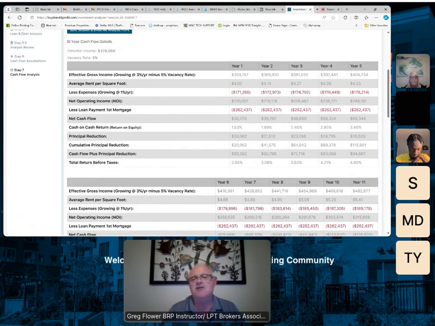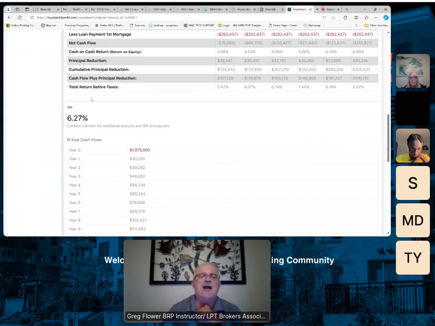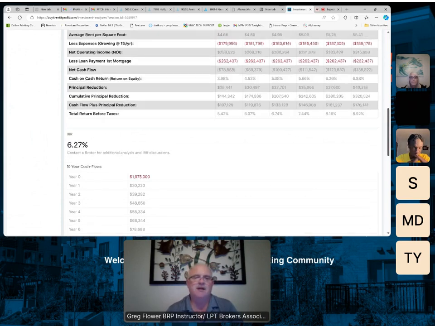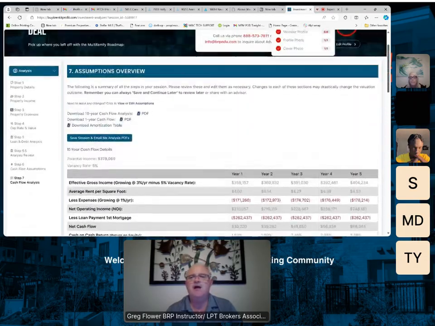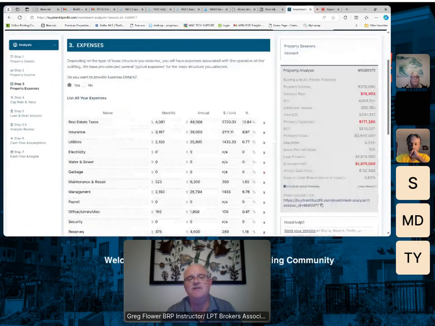Our cash on cash return is only 1.53. We'd like to see that quite a bit higher. And here's our IRR. We'd like to see that over 10. So this property, the way it stands, not so good. But remember, underwriting is pro forma, what you think you can get. And you want to be conservative with your numbers.